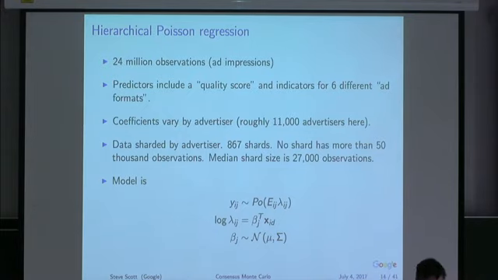And so I've got data chopped up by advertiser. I've got 867 shards of data. I don't know how many advertisers I have, but I've got lots and lots of them, several tens of thousands of advertisers. And each shard of data has something like 27,000 observations on it, right? So a shard of data is something where I could take 27,000 observations and run MCMC in R, using your favorite R package for doing Poisson regression, right?